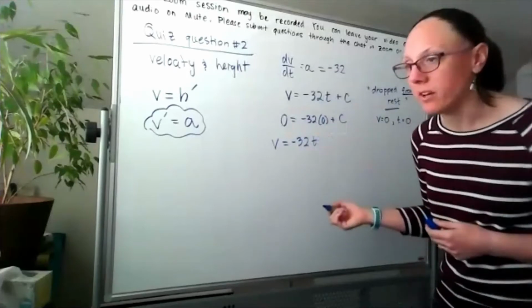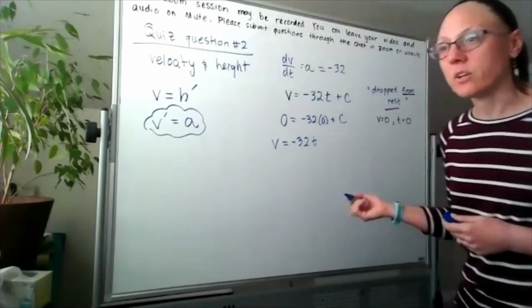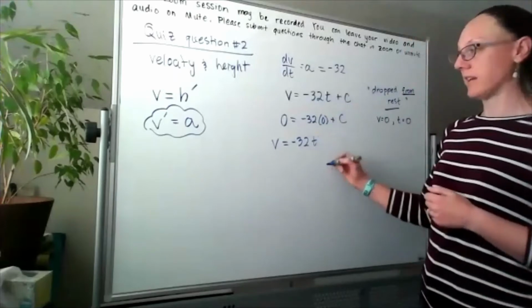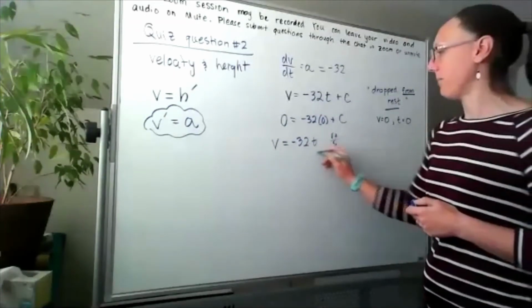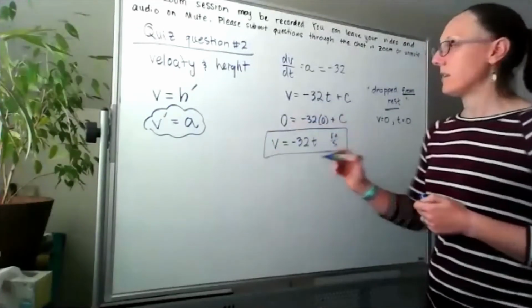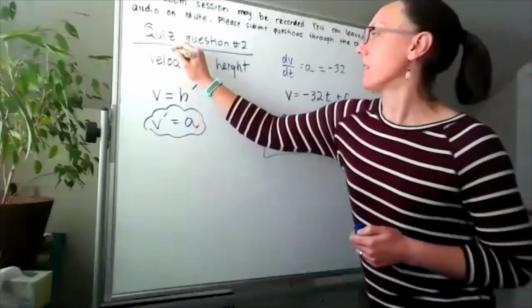And we should probably include units here. And since our units for acceleration were feet per second squared, that's going to make our units for velocity feet per second. So we did the velocity.